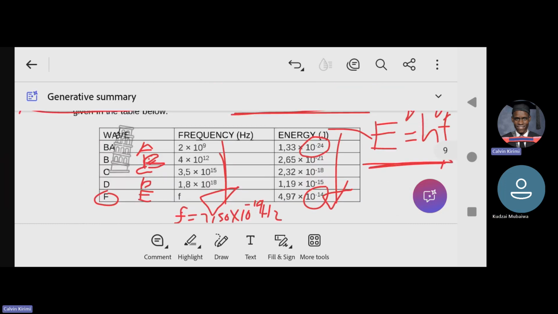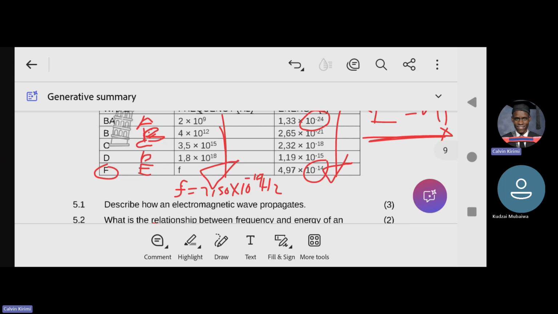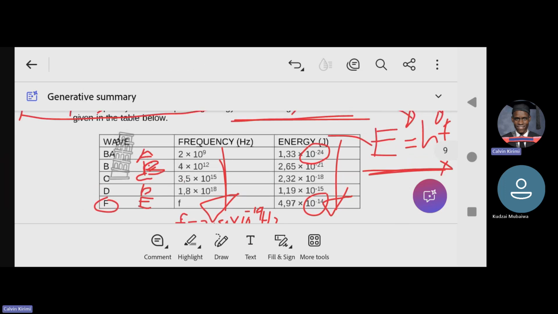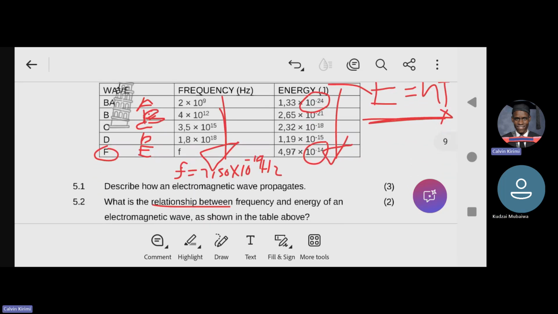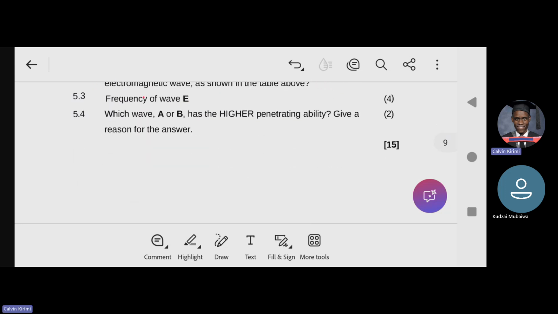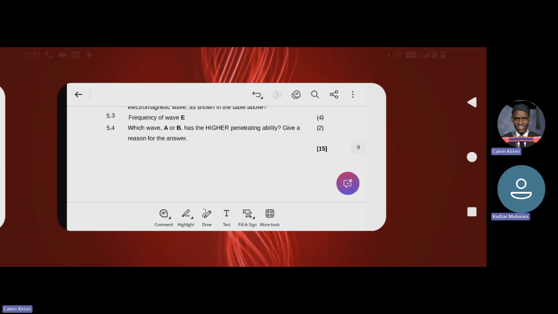So which one is the highest frequency between A and B? Go to A, go to B. Which one is the higher frequency? It's B. B, because it has higher frequency, and also the energy of the particle is greater than the one for A. So it's higher frequency and higher energy of the particle. Those are the reasons that you will give.